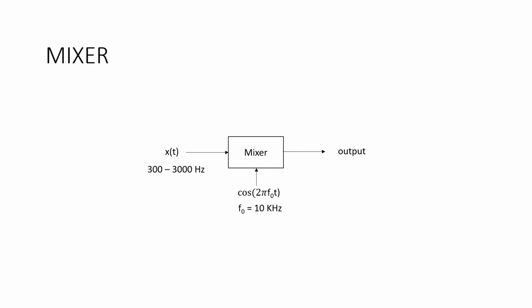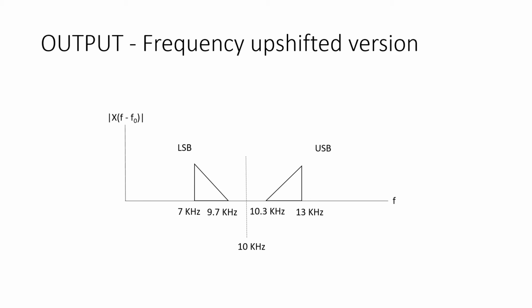Here, x(t) is a baseband signal of frequency 300 to 3000 Hz, and the carrier signal is cos 2πf0t, of frequency 10 kHz. Both inputs are given to the mixer. The mixer will mix, or multiply, these signals and produce the output. This is the output, a frequency upshifted version of the baseband signal.